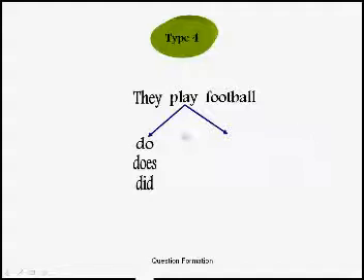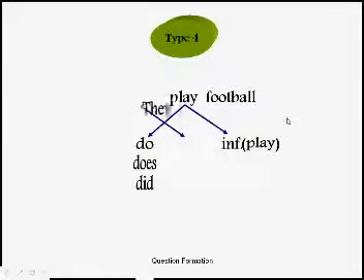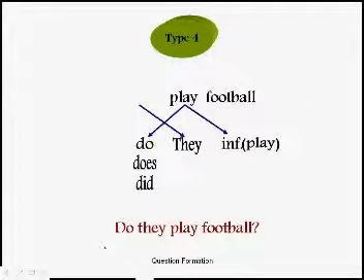Another arrow here, and notice we leave a space between the 2 arrows, okay? We have the infinitive here, which is, of course, play. And in the middle, we have the subject. So in this case, because this sentence is a present simple tense, they play football, we are going to choose do. So it's going to be, do they play football? And that's a yes-no question.